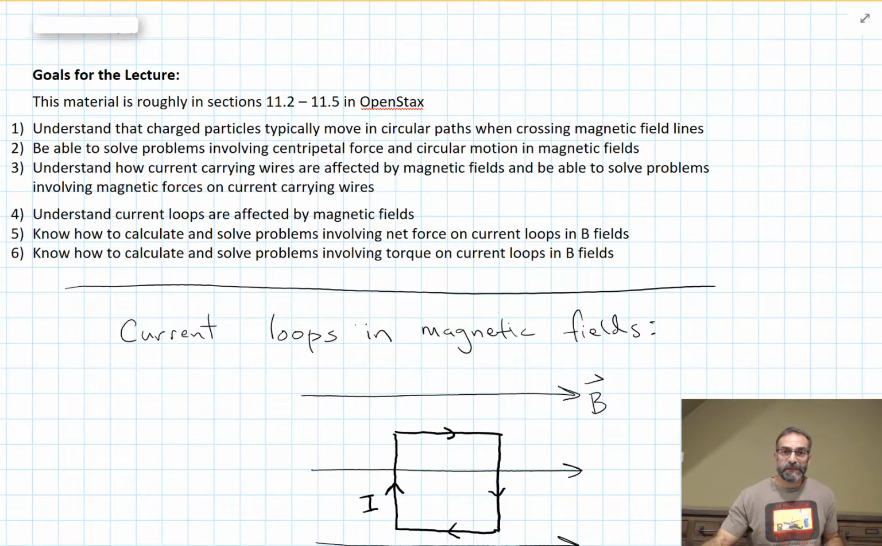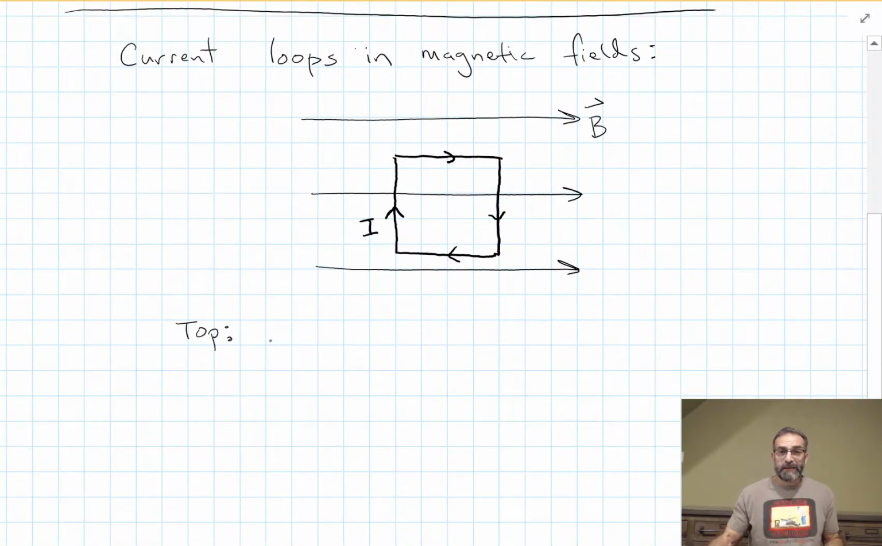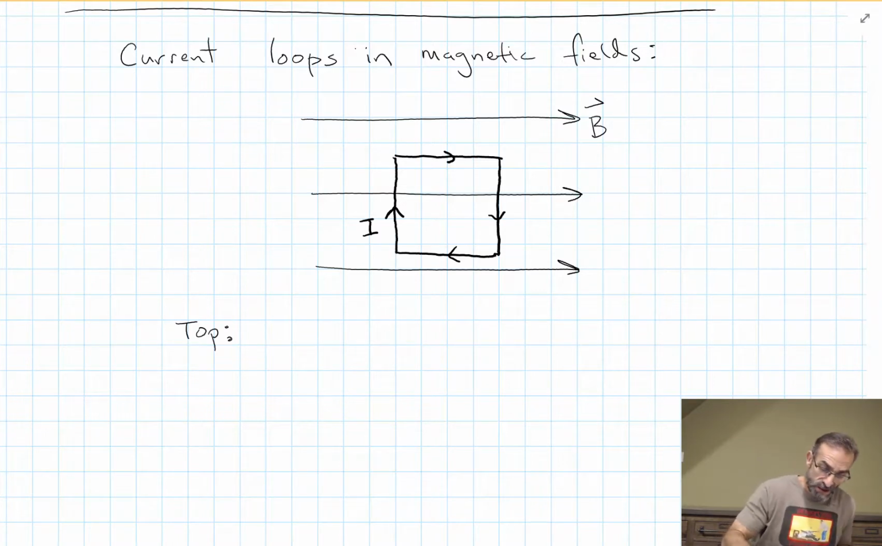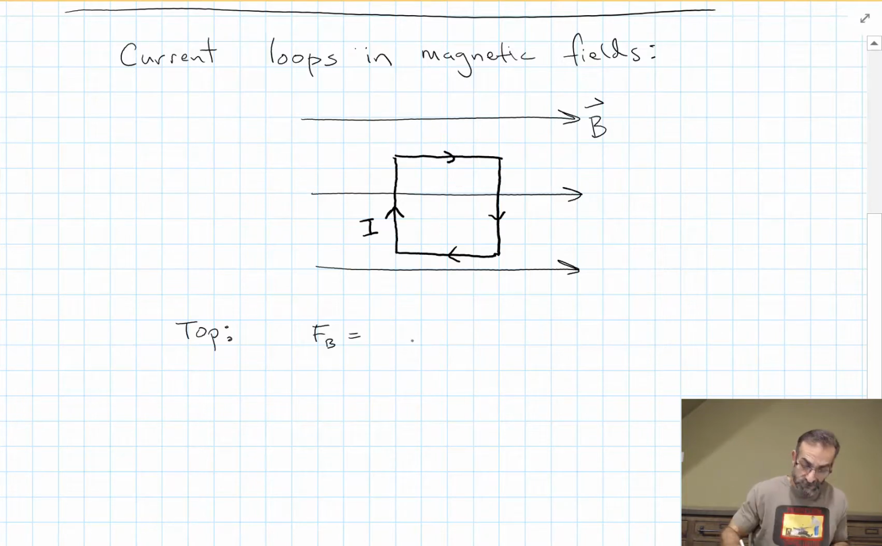We ended our last video talking about current carrying loops of wire in magnetic fields. Let's take a closer look at that. We'll use a nice square loop of wire carrying a current I, and let's take a look at each side. What's the magnetic force on just the top side? Just this section of our current carrying loop. It's equal to 0 because the direction of the current is in the same direction as the magnetic field.